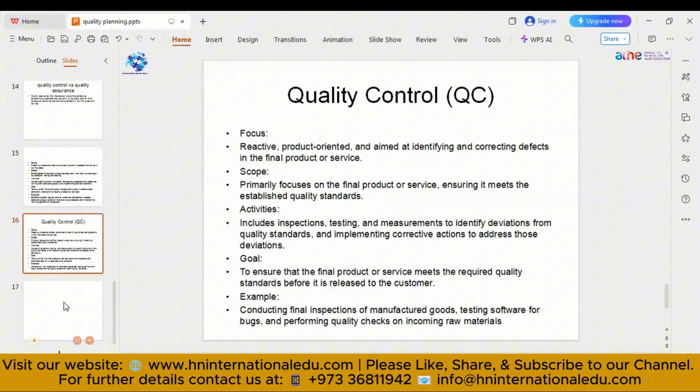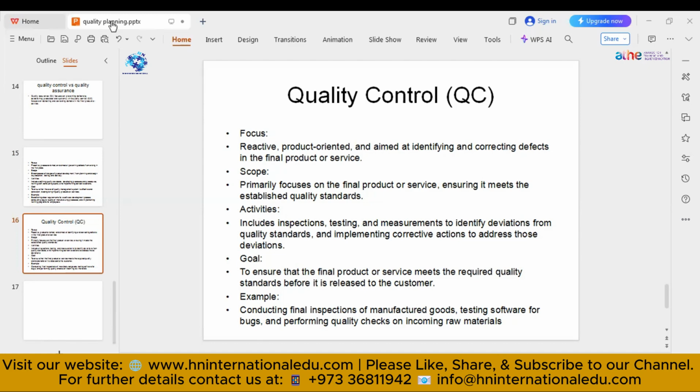Quality control focus: reactive, product oriented, and aimed at identifying and correcting defects in the final product or service. Scope: primarily focuses on the final product or service, ensuring it meets the established quality standards. Activities include inspections, testing, and measurements to identify deviations from quality standards and implementing corrective actions to address those deviations. Goal: to ensure that the final product or service meets the required quality standards before it is released to the customer. Example: conducting final inspections of manufactured goods, testing software for bugs, and performing quality checks on incoming raw materials.